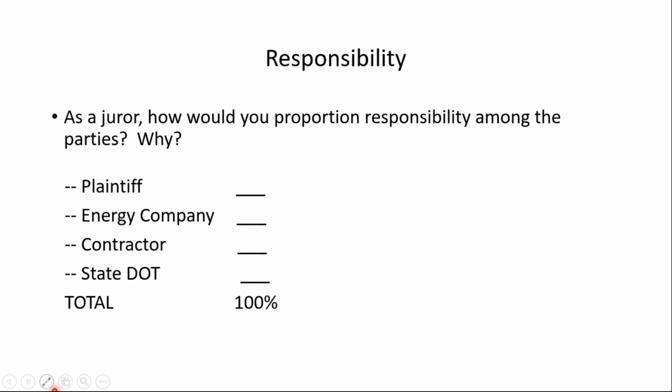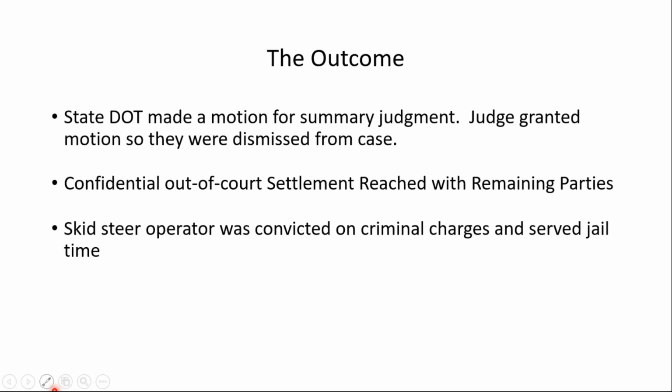Let me share with you what happened, because there are some interesting twists here. The state DOT before trial made a motion for summary judgment, asking to be dismissed from the case. And their argument was, it's true we issued the driveway permit, but we are not an enforcement agency, we're a roadway agency. And interestingly, the judge agreed with that, and so they were dismissed from the case shortly before the case would have gone to trial.